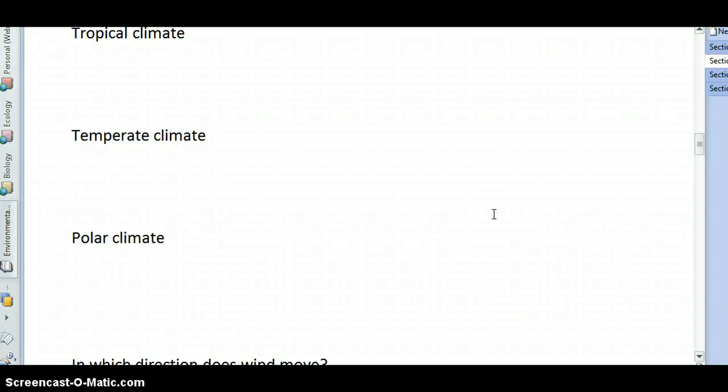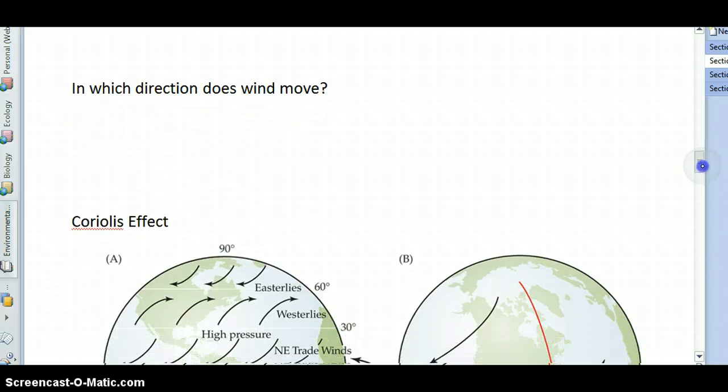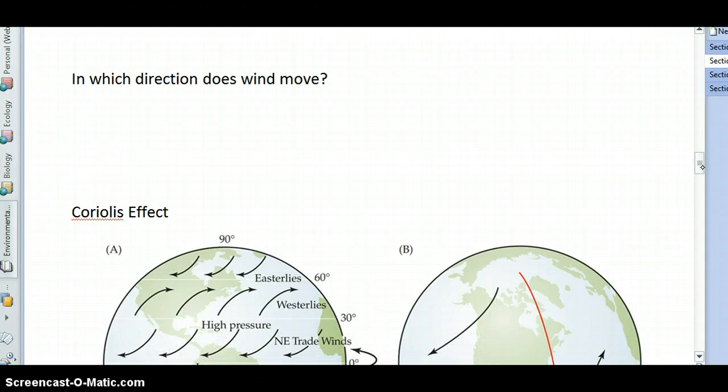Okay, let's continue talking about Chapter 2. We left off and talked about the main climate zones that we see on the planet. And let's talk about wind.